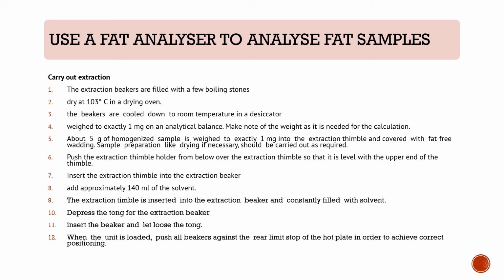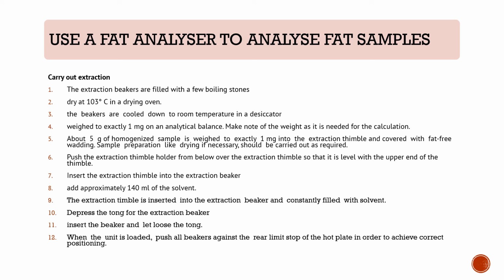Okay, so this is the method on how to use the fat analyzer to analyze fat sample. First, to carry out the extraction, the extraction beakers are filled with a few boiling stones. And then we dry at 103 degrees C in a drying oven. After that, the beakers are cooled down to room temperature in a desiccator, and then weighed to exactly 1 mg on an analytical balance. Make note of the weight as it is needed for the calculation.